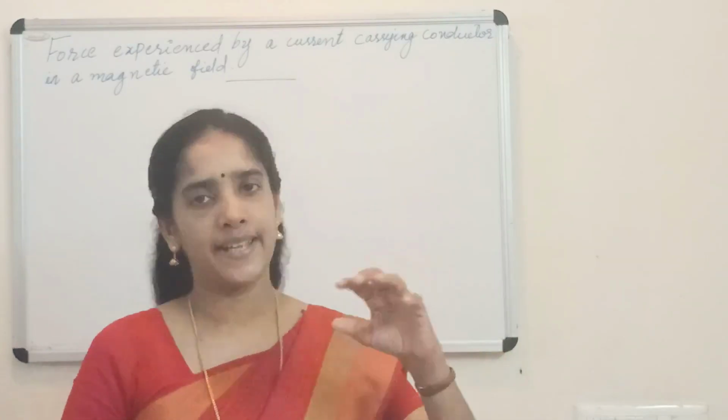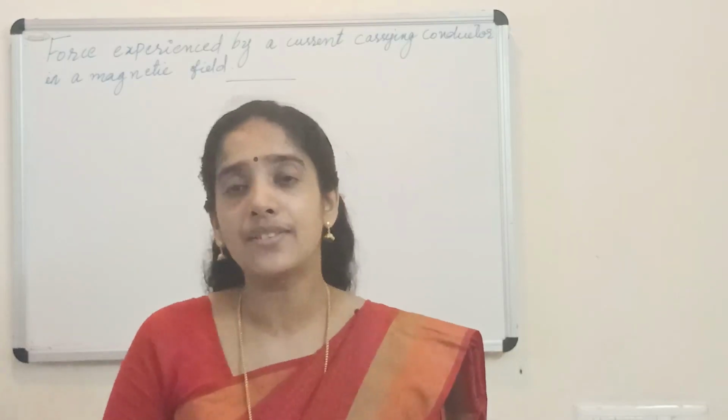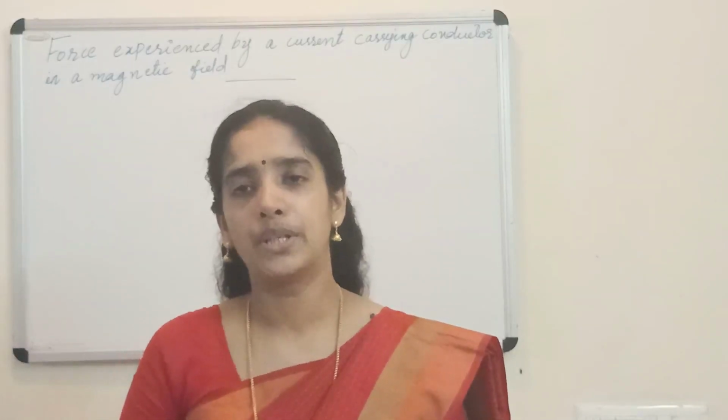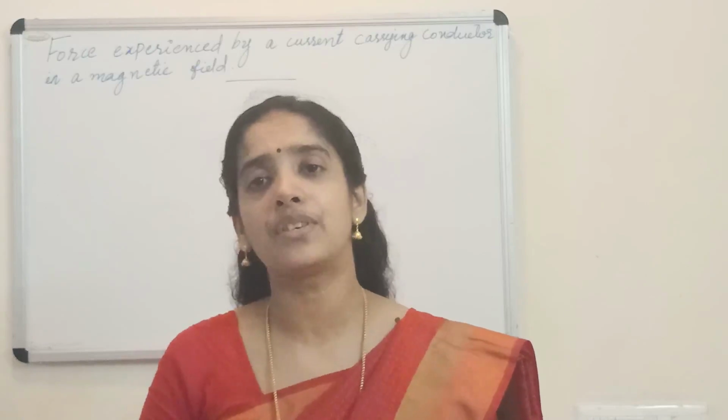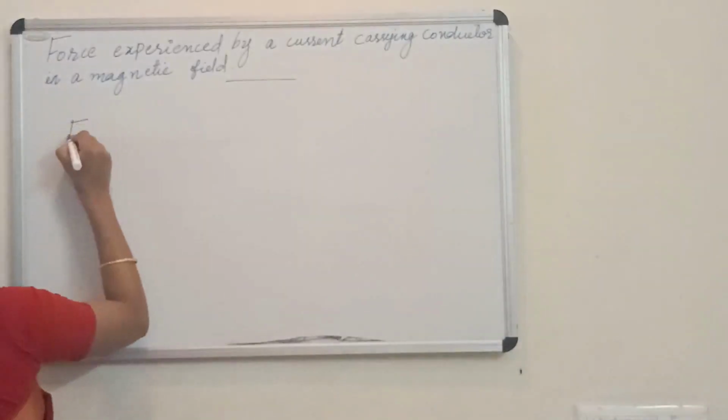And when the current carrying conductor is kept in a magnetic field, the direction in which the conductor experiences the force can be given by a rule. We call it Fleming's left hand rule. And what's the name of the rule? Fleming's left hand rule.